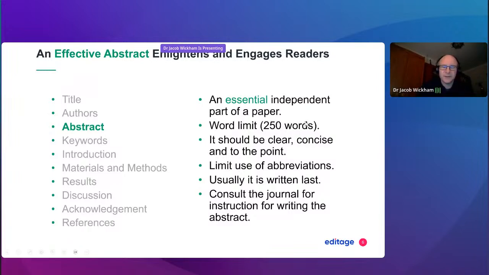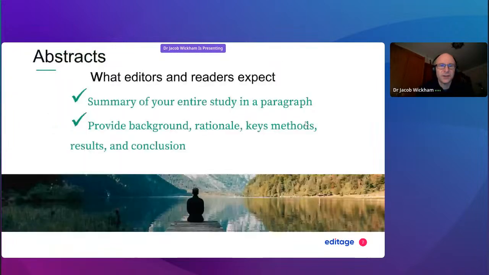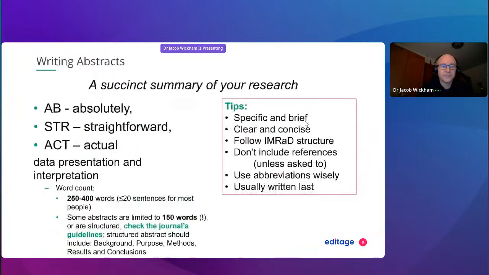250 words. It should be very concise. You should not have any abbreviations, but if you do use them, you have to explain what they are. Each journal is different, so consult with your target journal. Here's what we expect. We expect that it should be a summary of the entire study in one paragraph and provide all the background and the rationale, like why you did the study, and then the methods, the results, and finally the conclusions.